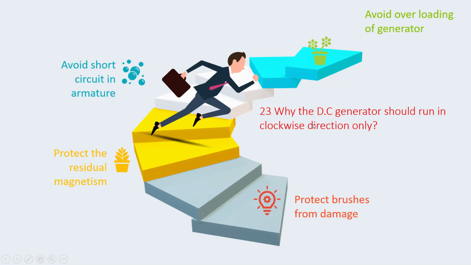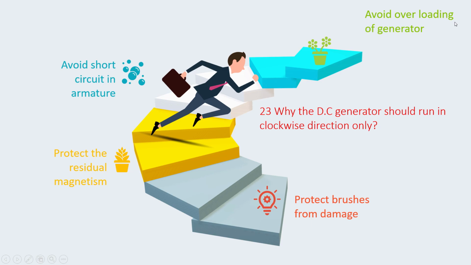Why should the DC generator run in clockwise direction only? Protect the brush from damage, protect the residual magnetism, avoid short circuit in the armature, avoid overloading of generator.